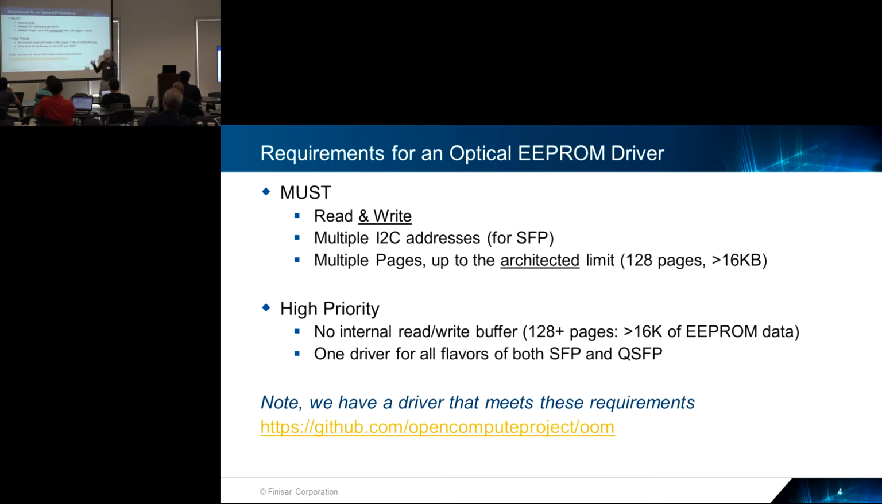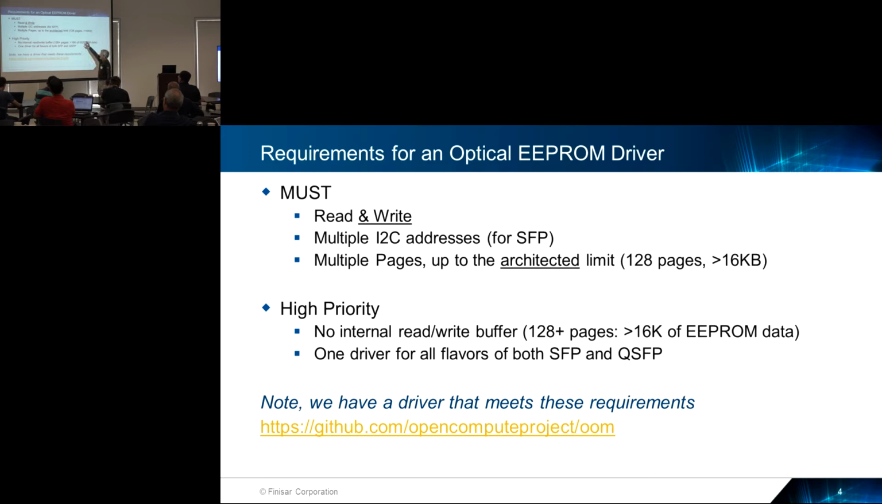Needs multiple I2C addresses. So SFP actually uses 2 I2C addresses for its address space. Multiple pages. I need to get up to the architected limit. So right now the QSFP spec says it goes up to page 3. But the page select is 8 bits, so you could have 128 pages. Right now the spec says there's 3 pages, and some of the drivers I've seen only go to page 3. I need to get past that. I'll explain why in a minute.